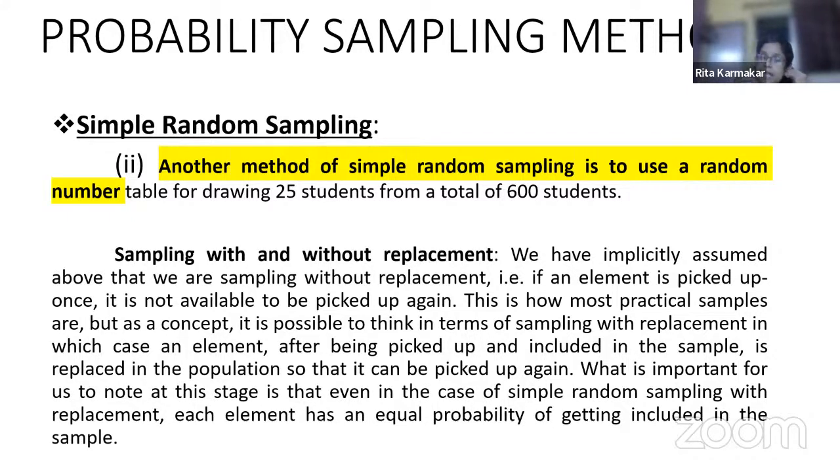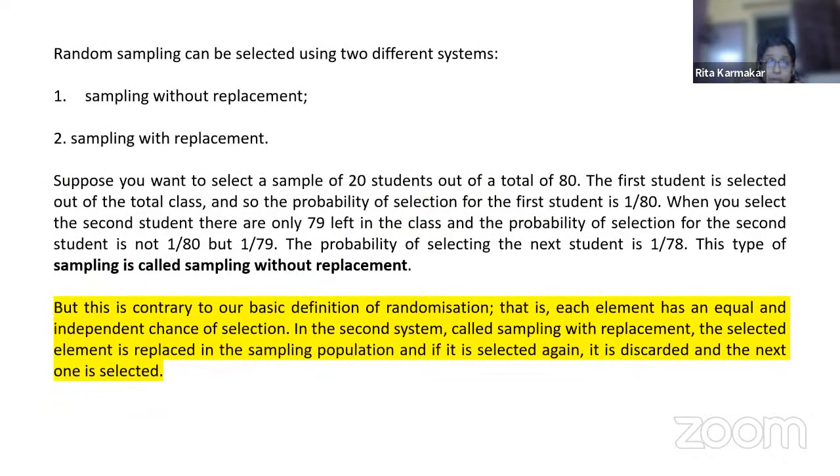This is known as SRSWOR. If you want to write it down, you can write SRSWOR. What is SRSWOR? Simple random sampling without replacement. And the other is SRS, simple random sampling with replacement. Now, what is simple random sampling without replacement and what is with replacement? First let me tell you without replacement, because in most of our research work we generally use simple random sampling without replacement.